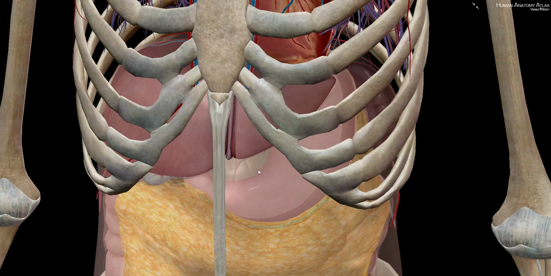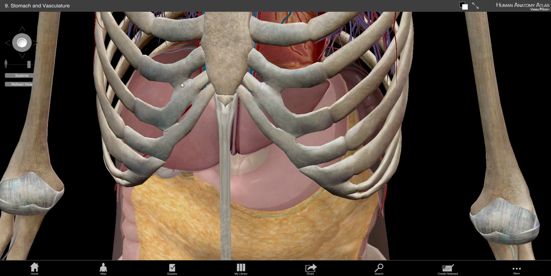So in order to visualize the stomach, it's better to remove the bone. Okay, let's remove this one.